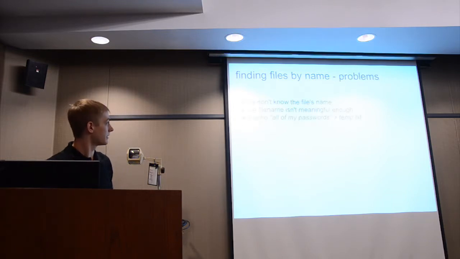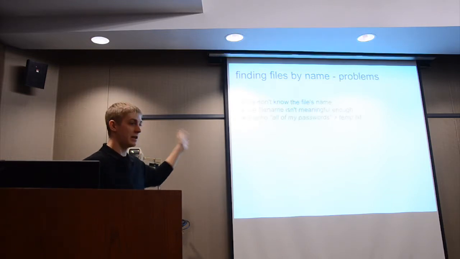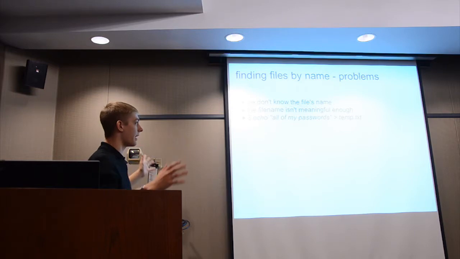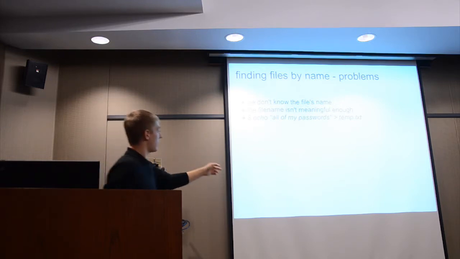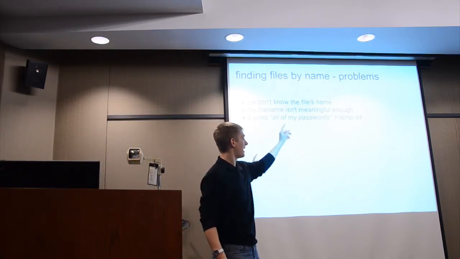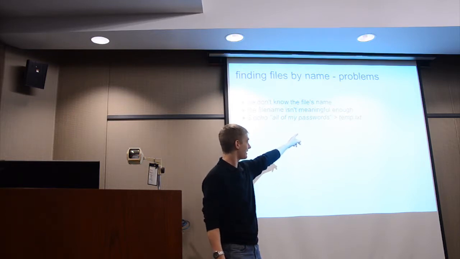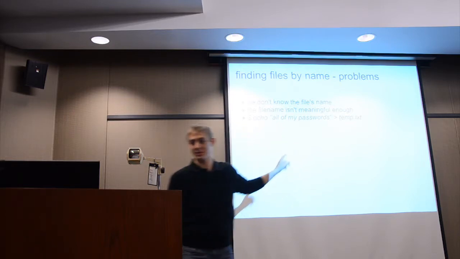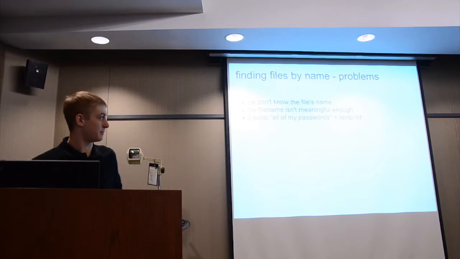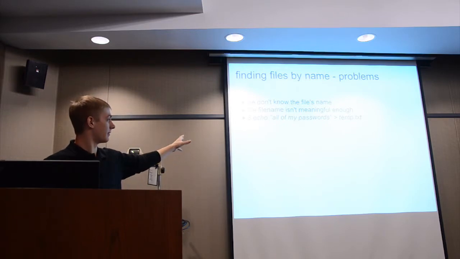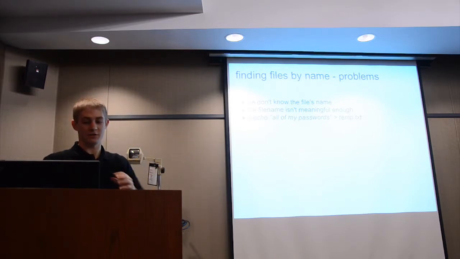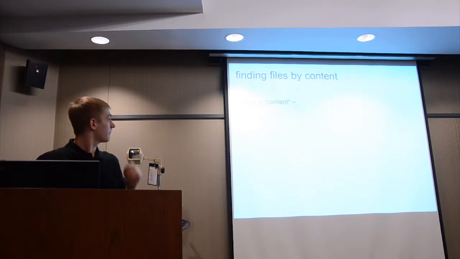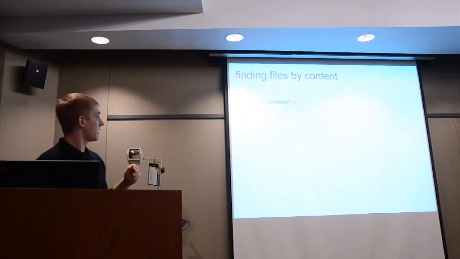There's a couple problems with this. If we don't know the name, it's not meaningful enough. If I have a really long job file and it has a really confusing name and I just don't remember it, that's impossible to find. Also, I have really generic file names. I have many temp.txt's and stuff.txt's on my hard drive, and those mean nothing to a program like find. They'll just return everything. The other way is searching files by content.